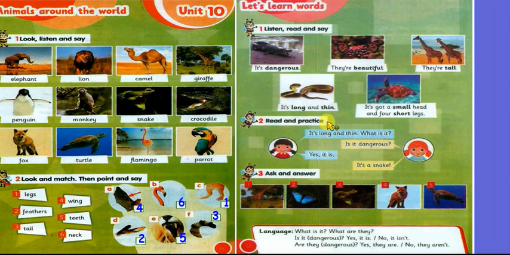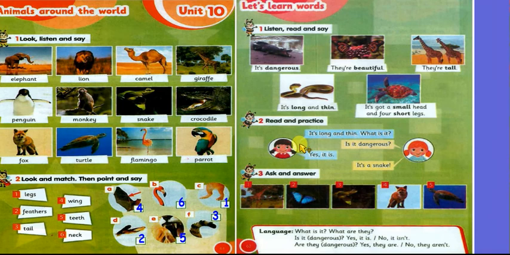What about the snake? Can you describe the snake? It's long and thin. Super. They're not short and fat. They're long and thin. What about the turtle? It's got a small head and 4 short legs. The turtle, the one that's living in the sea, under the water. But the tortoise is living on the land.